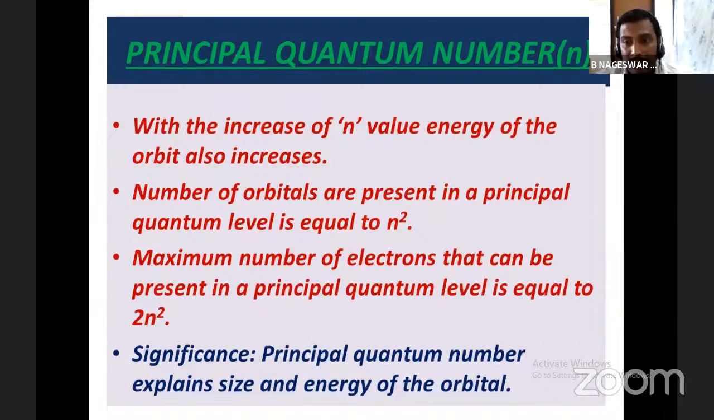If n value increases, then the energy of the orbit also increases. The number of orbitals present in a principal quantum number is equal to n square. If you want to find electrons, that is equal to 2n square in a particular orbit. It explains simply size and energy of the orbital. It is the significance of principal quantum number.